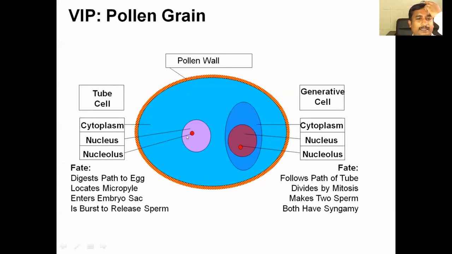For example, this tube cell travels through the tube, and there is this generative cell. That generative cell divides in the tube by mitosis, and then they make the two sperms, and those two sperms go and join with the polar nuclei, and then there is a fertilization that we call double fertilization.